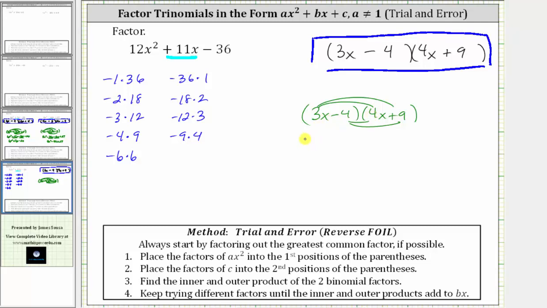3x times 4x is 12x squared. 3x times 9 gives us plus 27x. Negative 4 times 4x gives us minus 16x. And negative 4 times positive 9 gives us minus 36. Combining like terms, we do have 12x squared plus 11x minus 36, which was the original expression, verifying we do have this factored correctly.